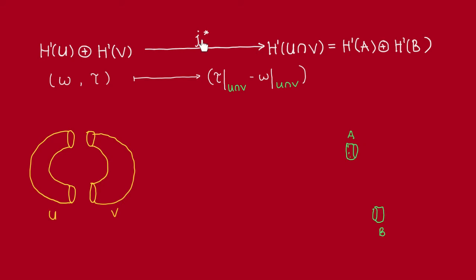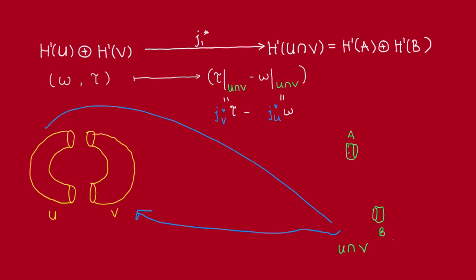So let us review the definition of this difference map. If omega is a one-form on U and tau is a one-form on V, then this difference map just sends this pair omega, tau to the difference between tau restricted to U intersect V and omega restricted to U intersect V. So what are these forms? Well, they're just the pullbacks of omega and tau under the following inclusion maps. So we have an inclusion map from U intersect V into V, right? And we also have an inclusion map from U intersect V into U.